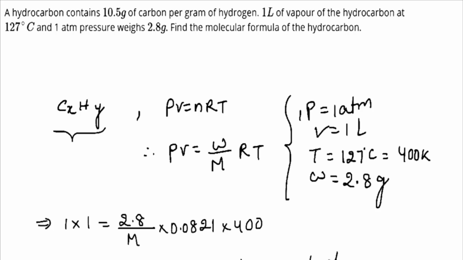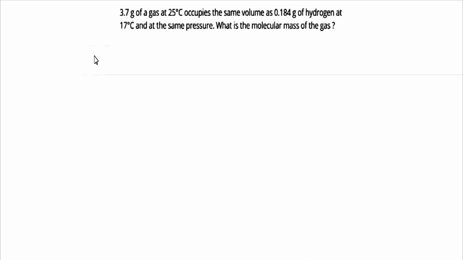Right, so this is our required answer for the question. Thank you. Hello everyone. The question is: 3.7 gram of a gas at 25 degrees Celsius occupies the same volume as 0.184 gram of hydrogen at 17 degrees Celsius at the same pressure. We have to calculate the molecular mass of the gas.